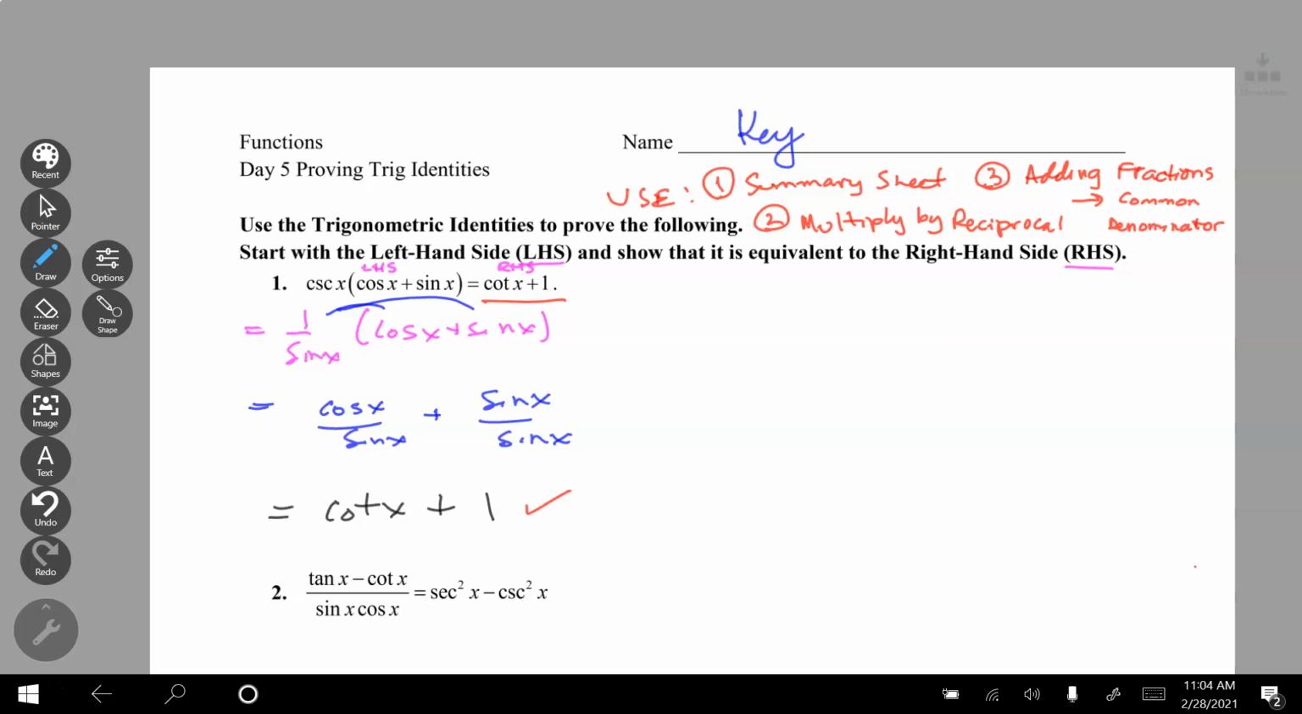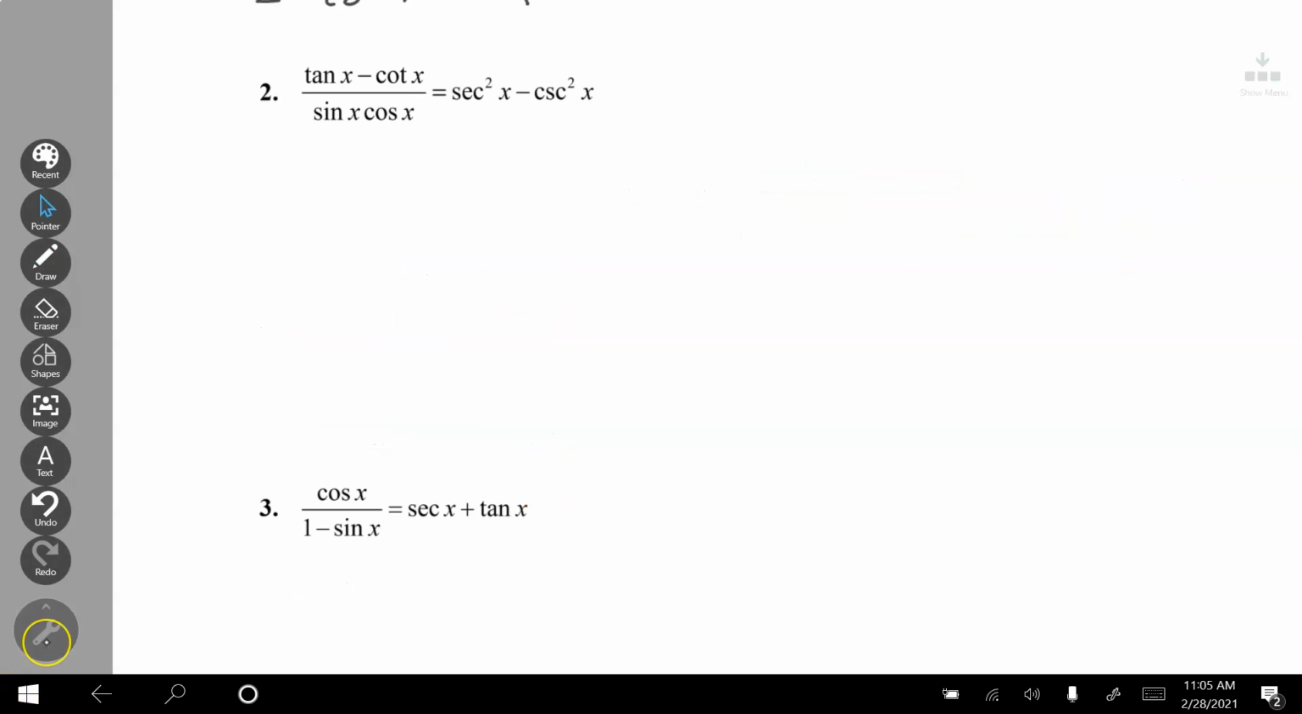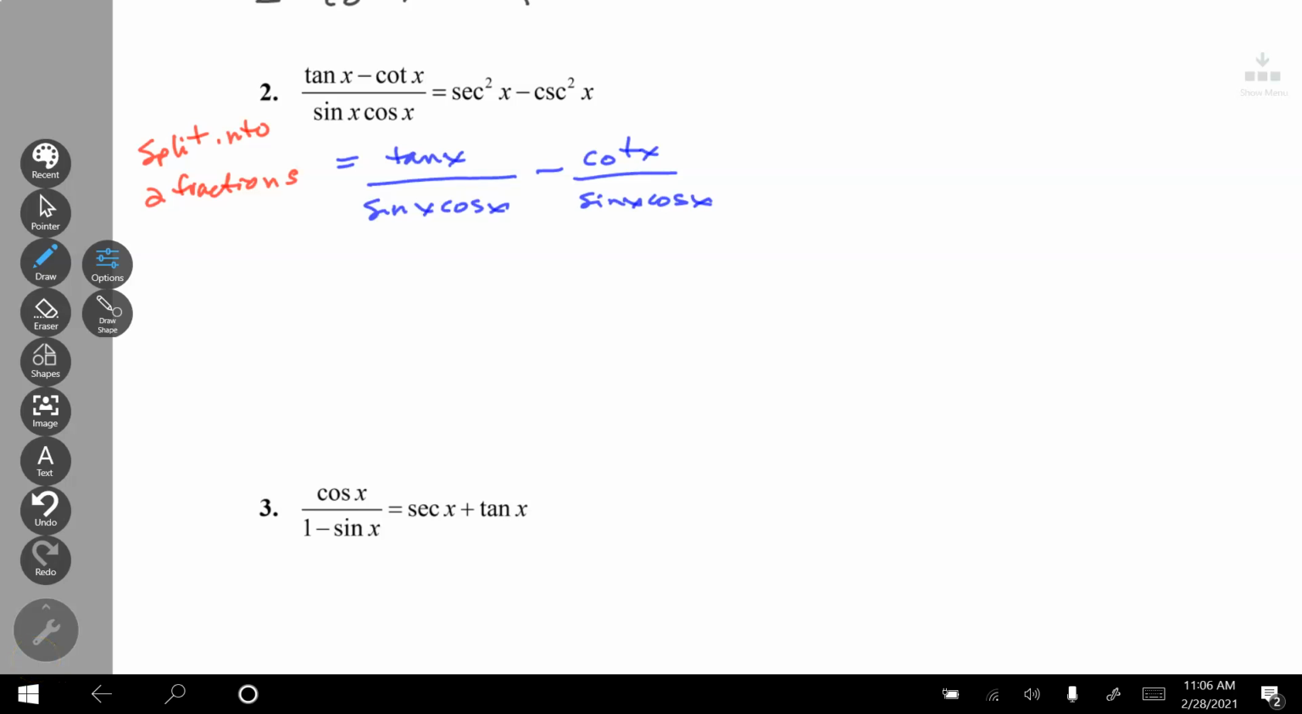Now I made the first one very simple, but you see the process is rewriting things, using the summary sheet, and some other rules that we did yesterday. I think we could tell right away that this one's a little bit more complicated than the first one. First thing I'm going to do is split into two fractions. So I split into two fractions.